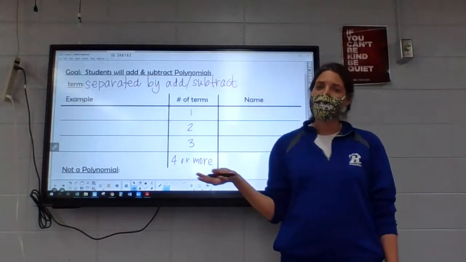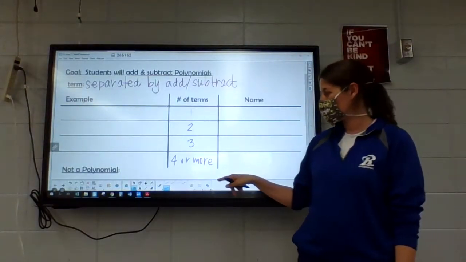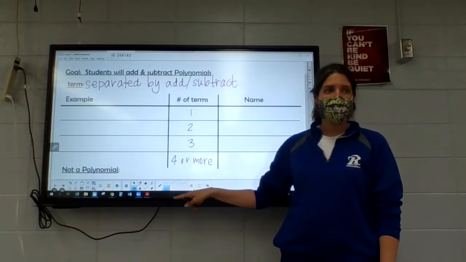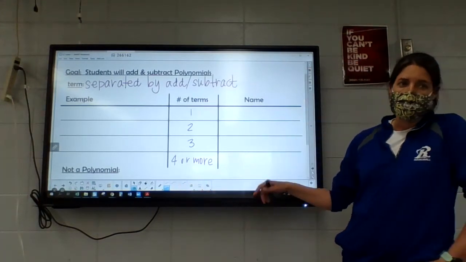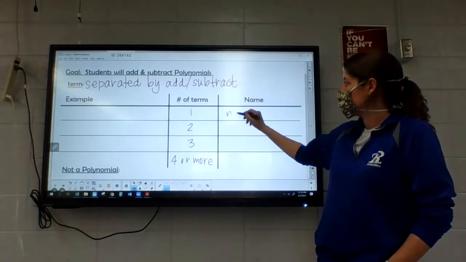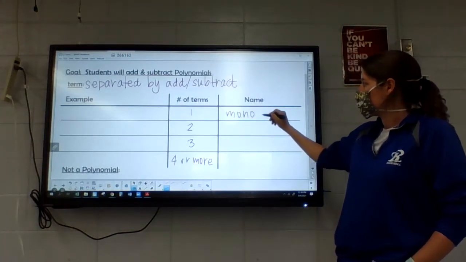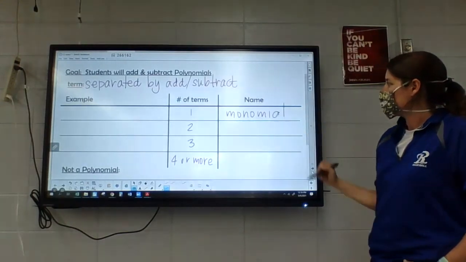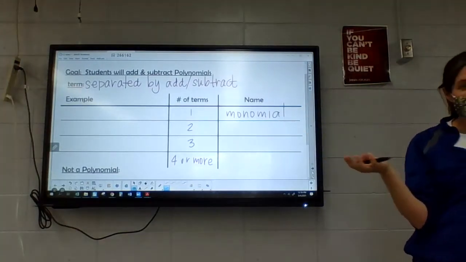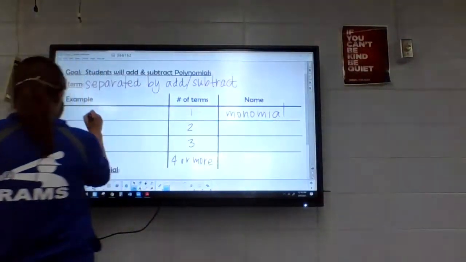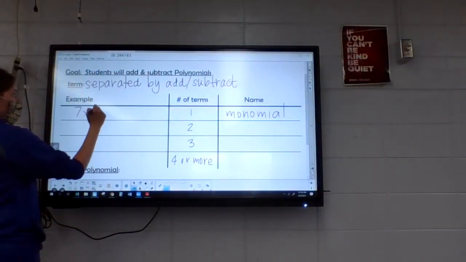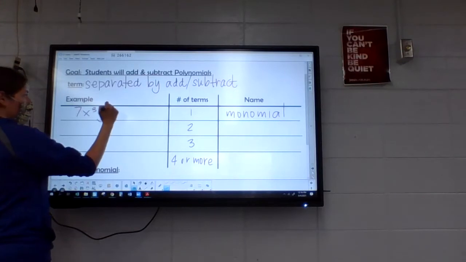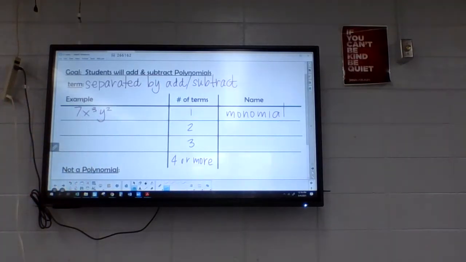So we talked about one term all last chapter. Do you guys remember what those were called? Just one term? Monomial, yep. So that was last chapter. We talked about monomials. So something like this would be a monomial. One term, there's no addition or subtraction.